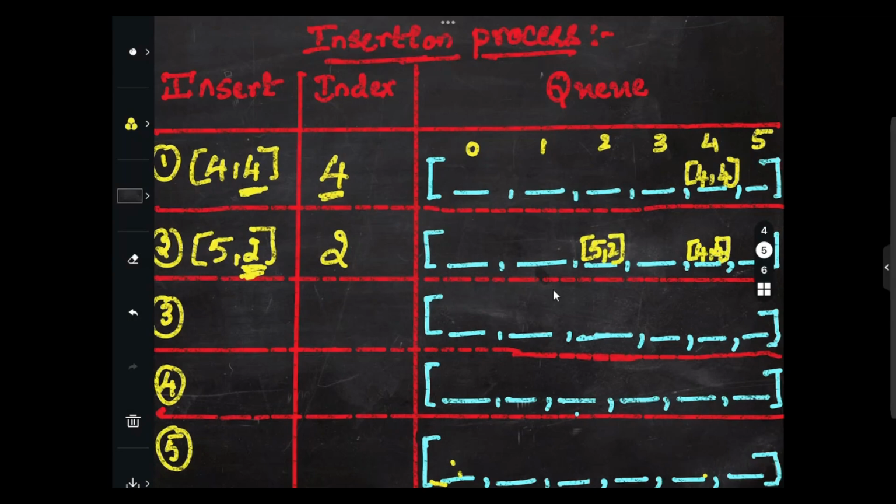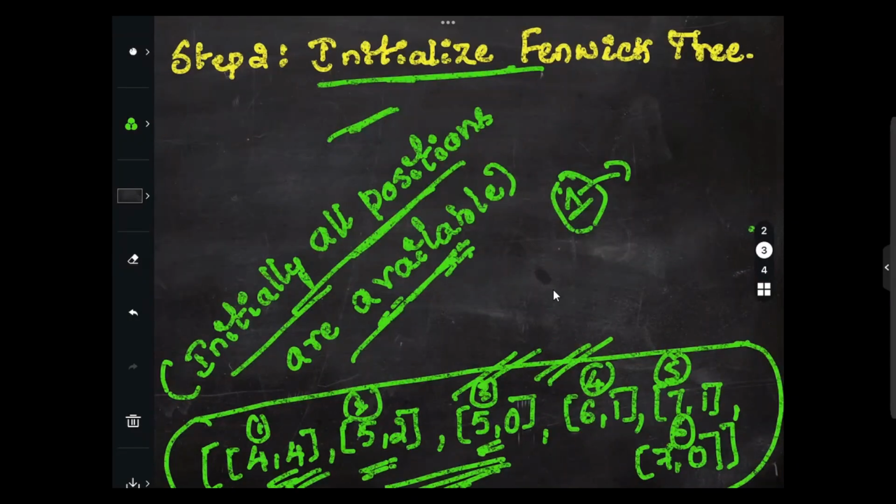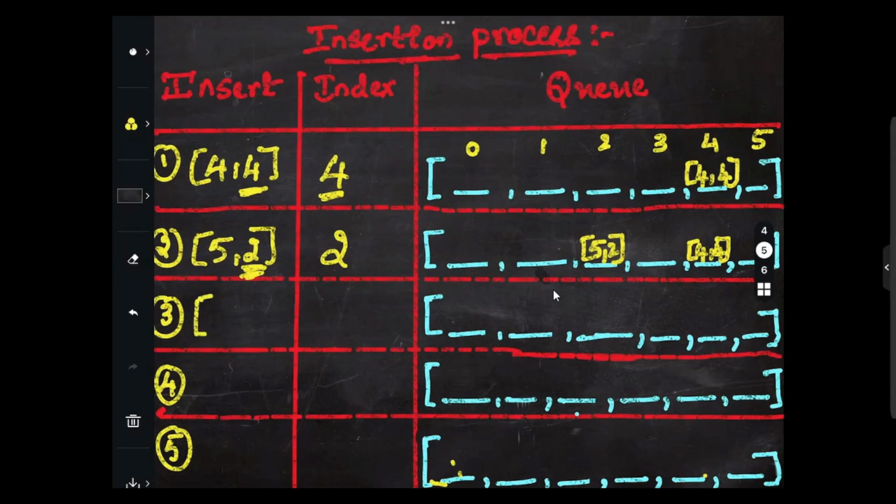This is fine. So the third step, we have to insert this pair 5 comma 0. Let's insert here 5 comma 0, at index 0. You can clearly see this is at index 0. So this will be 5 comma 0.